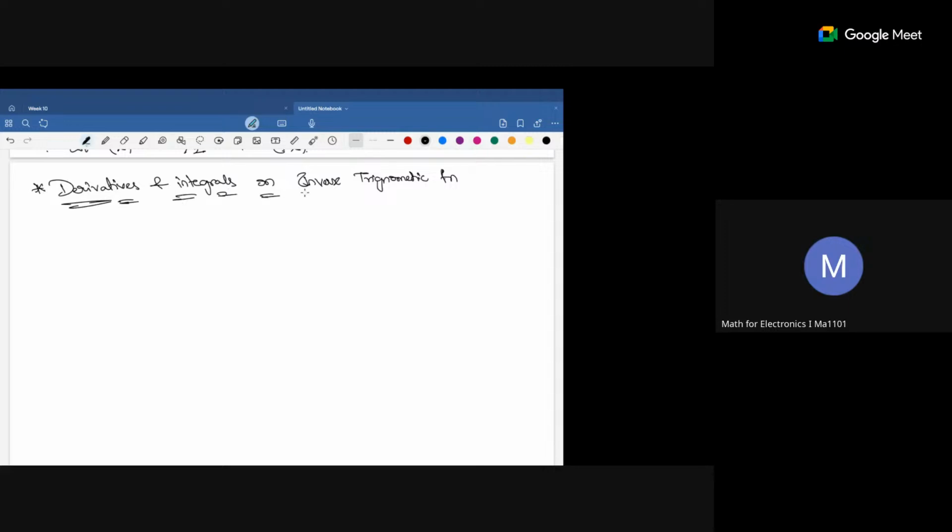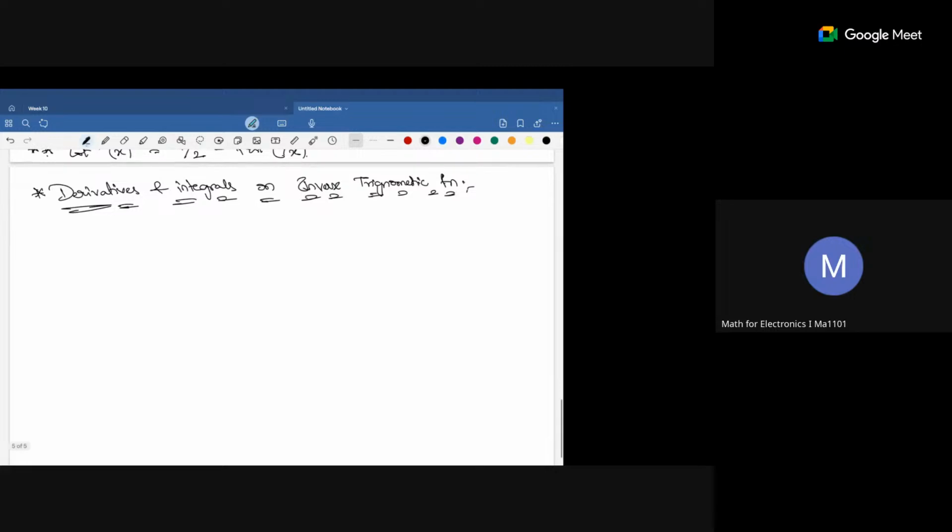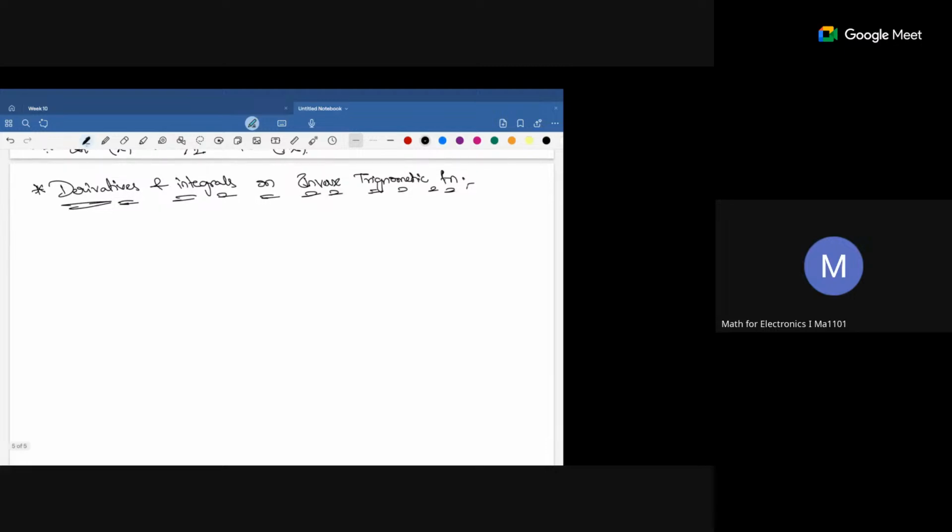Right. So this is the main important skill that you have to develop. Not how these formulas are working. So instead of mugging up these formulas, you should be able to know how to take the derivative of inverse trigonometric functions, and how to integrate inverse trigonometric functions. Okay, so that's the skill you should develop.